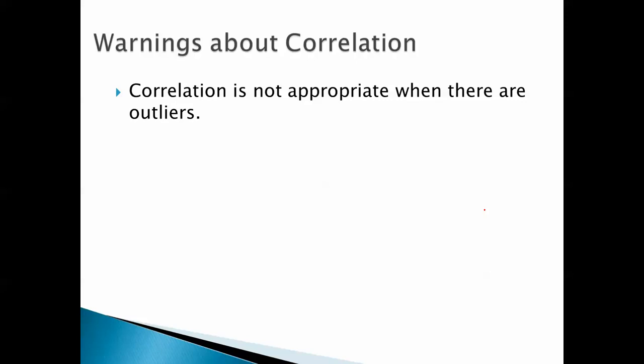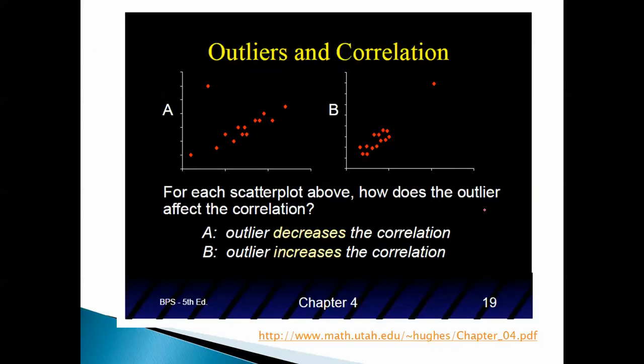Another warning, correlation is not appropriate when there are outliers. Here's a good website I found that gives an example of this. For each scatter plot above, how does the outlier affect the correlation? Well, here in this first case, the outlier decreases the correlation. There is really a pretty strong correlation here, but this one outlier can really throw things off and deceive you into thinking that there isn't a strong correlation when, in general, there is.